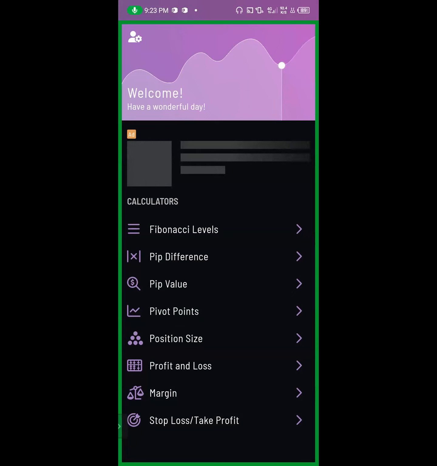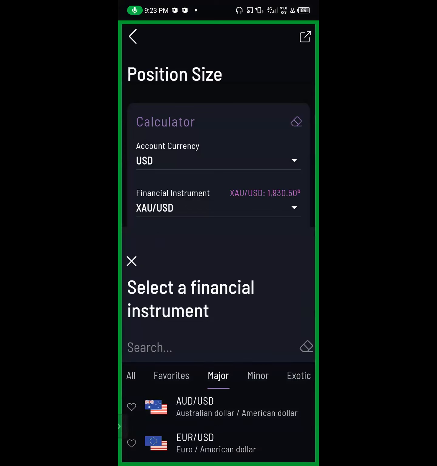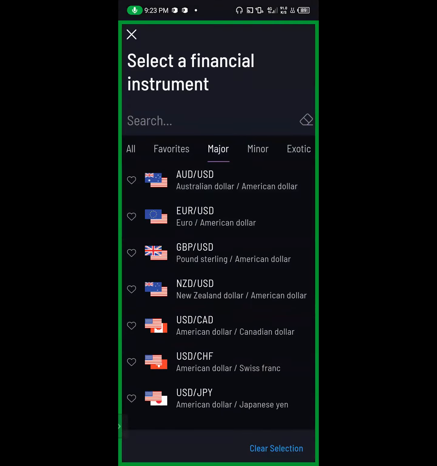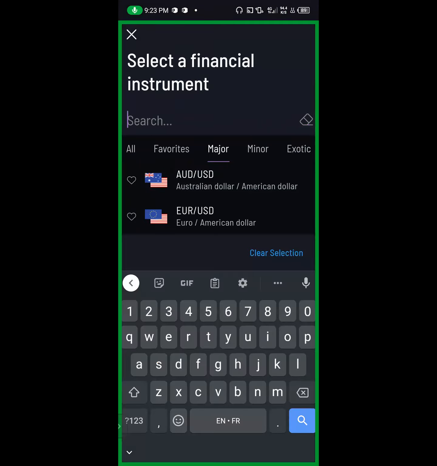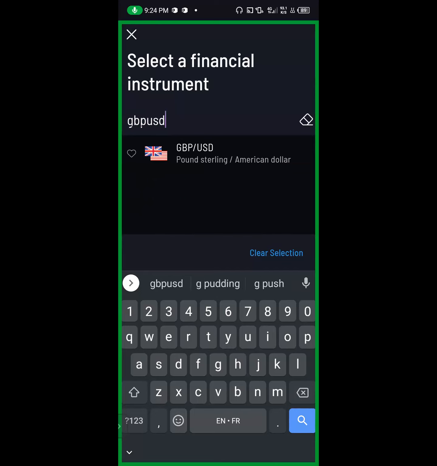All right, so we'll go to position size. The currency is USD now. For the instrument you are trading, if it's a currency, you have them here, but the best way is to just type and search, if you know the acronyms. For example, if I'm trading gold, I'll type XAU USD and it brings it out. If I'm trading GBP USD, it brings it out too. You just tap it and it shows. Let's leave it at gold.